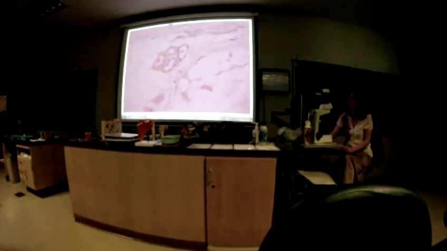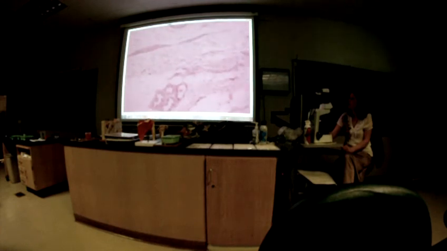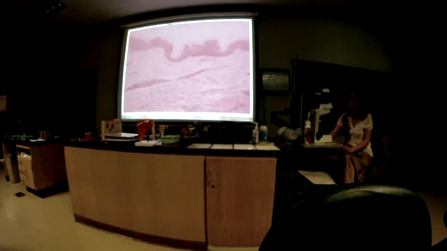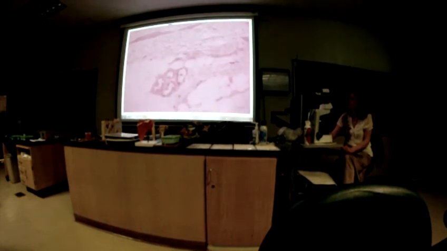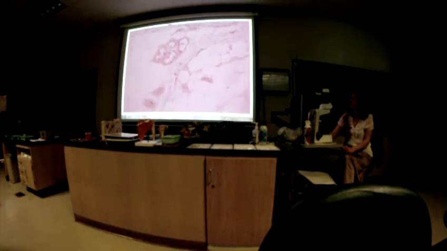So let's see, look where we are right here. Go back up. Cutaneous. You can see where we are. There's the surface. Okay, so what's this structure? The sweat gland. Yeah, that's the sweat gland.